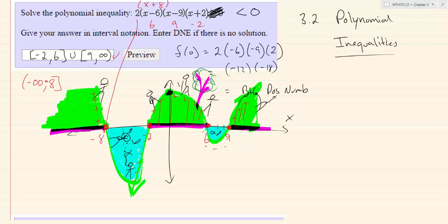Now math makes this much more difficult because they say x is greater than or equal to 0. And immediately your brain's like, blah.